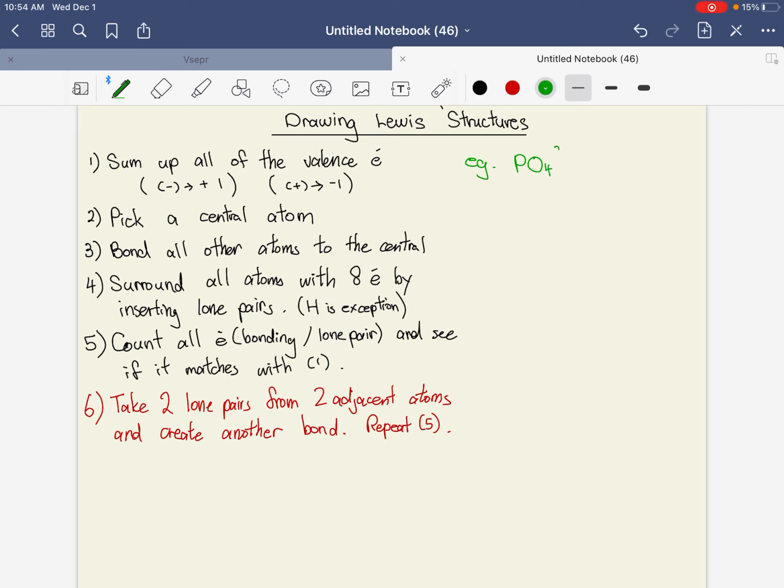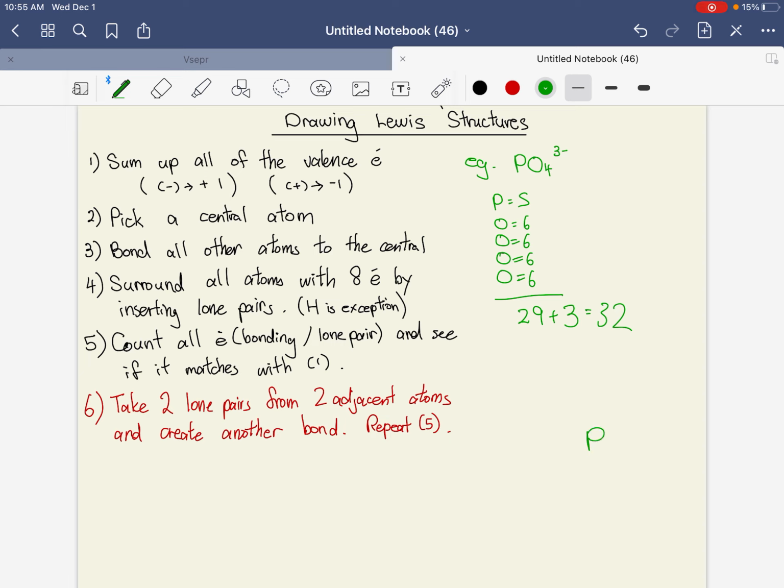PO4 with a 3 minus charge. This guy is called phosphate. Central P 1, 2, 3, 4. That would be 5, 6, 6, 6, 6. What is this? I don't know. 29? Yeah? No? Of course, you have to add 3 because of the 3 negative charge right here. So it's 32. Pick your central atom.